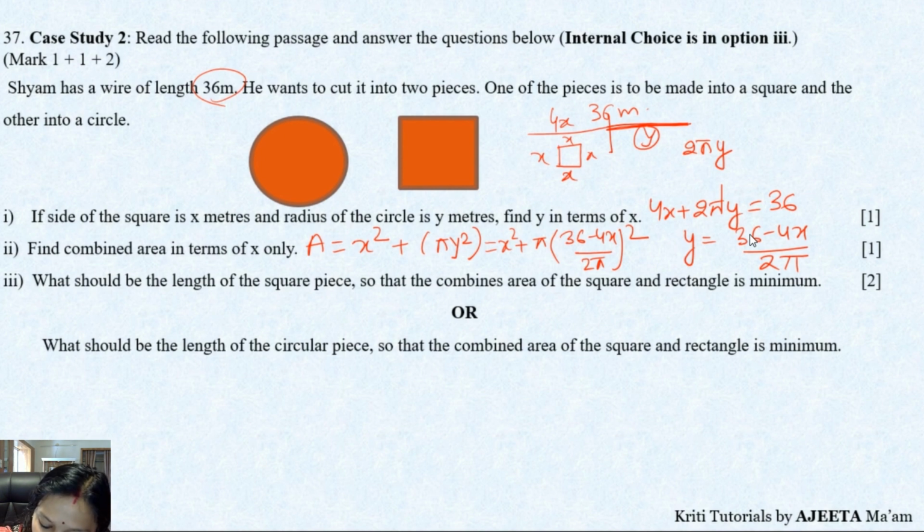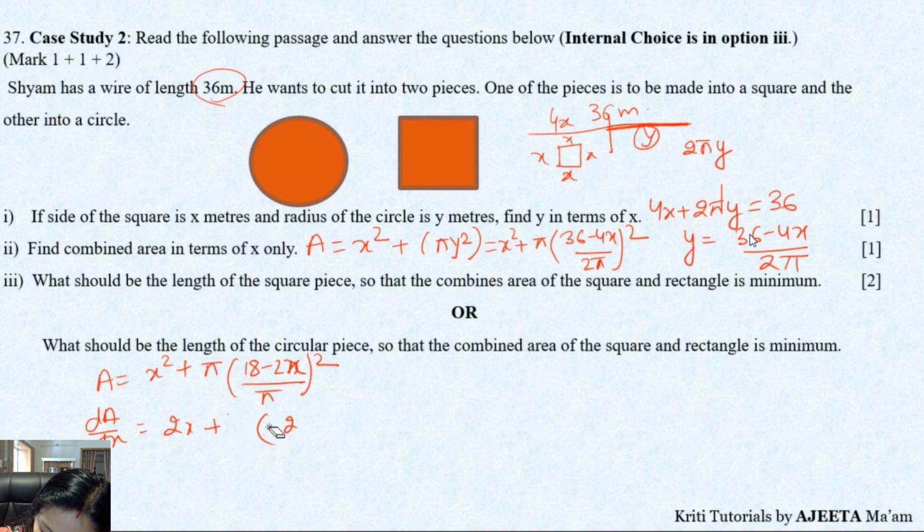Let's make the calculations a bit here for area. So now x square plus pi. Now here we get, if we cancel 2, so we get 18 minus 2x upon pi the whole square. Okay, this is what we have. Now let's differentiate it to find for minimum. So what do we get? 2x plus, now 18 square is 324. Its derivative will be 0. So let's make it pi upon pi square. So वो आपका 1 upon pi.